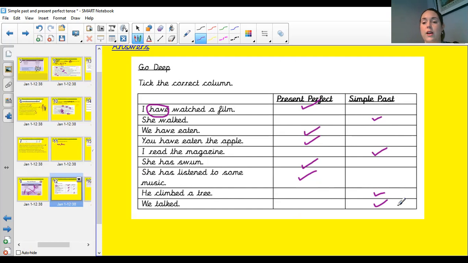So just mark your work for me, please. Then we're going to go on to the next section, the go deeper. I'll just give you a moment.